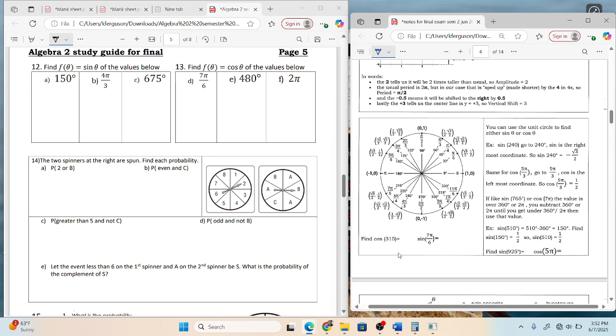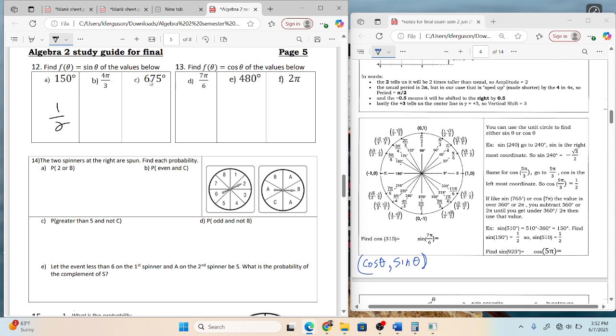If I remember correctly, sine of theta is your second coordinate. Cosine is your first. So looking at these, the first one is cosine, the second one is sine, so I'm going to be looking at the second one for this problem. 150 is right here. So I look at the second one. That is positive 1/2. Done.